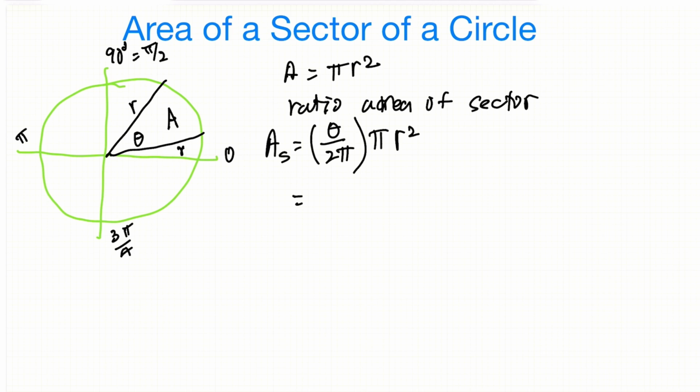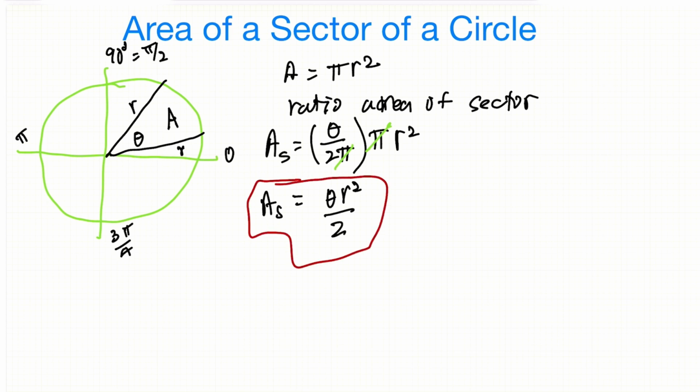So that's going to be the area of our sector. Now we can simplify this equation a little bit. The pi's go away. So we're going to get theta r squared over 2. That's going to be the area of our sector. So there's how we calculate the area of a sector, and theta is in radians.